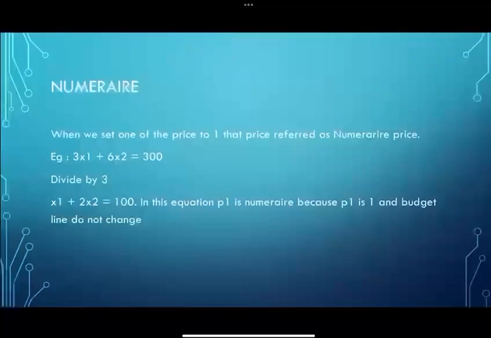And in this case, the budget line does not change. How does the budget line not change? Let me give you an example, and you just draw and see whether the budget line changes or not. Consider x1 as 10, and x2 as what? How to find x1? M by P1 is equal to x1. Now what is M? 300. What is P1? 3.